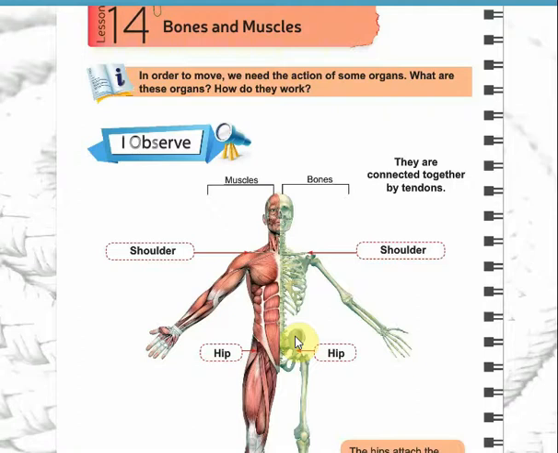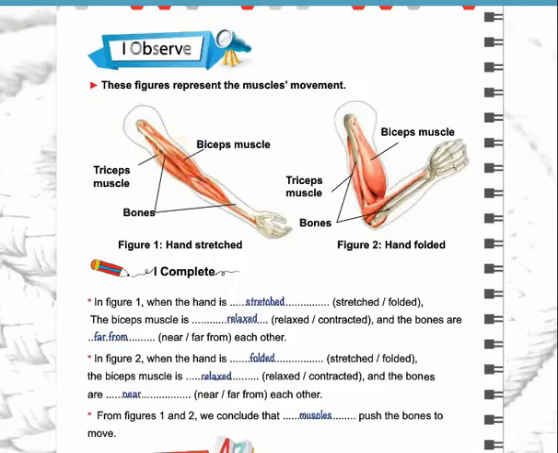In this video we are going to make a revision for our final exam. Let's start. The first lesson is about bones and muscles. I just want to tell you what to study in each lesson, okay? First, I want you to study these two figures very well.